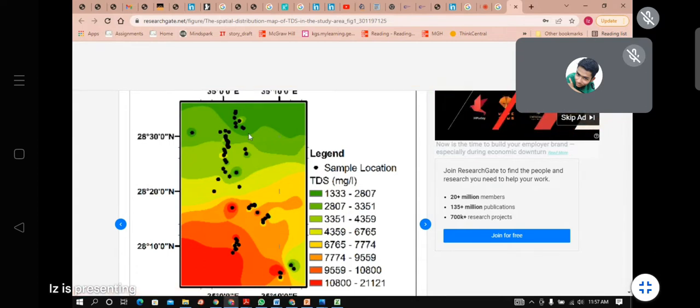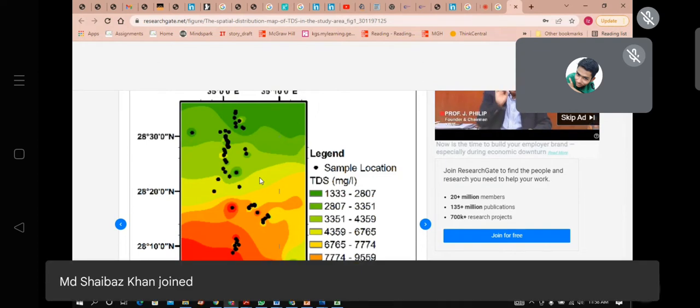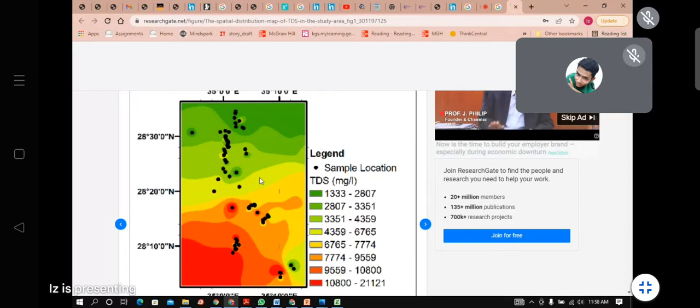Right from fresh, I mean 1,333 milligram per liter, to 21,000 milligram per liter, the total dissolved solid is changing. So this is a very big change, right? At the same time, as a hydrogeologist, you can describe the geological or land use control on this change. You understand what I said? Why is this change happening, you have to define as your role as a hydrogeologist. How can such a big change happen?